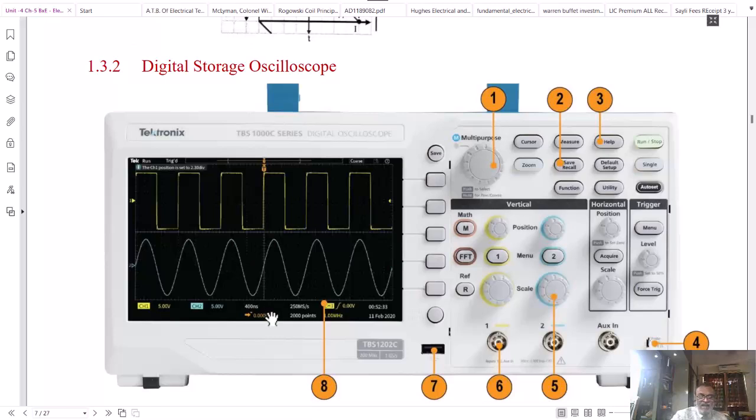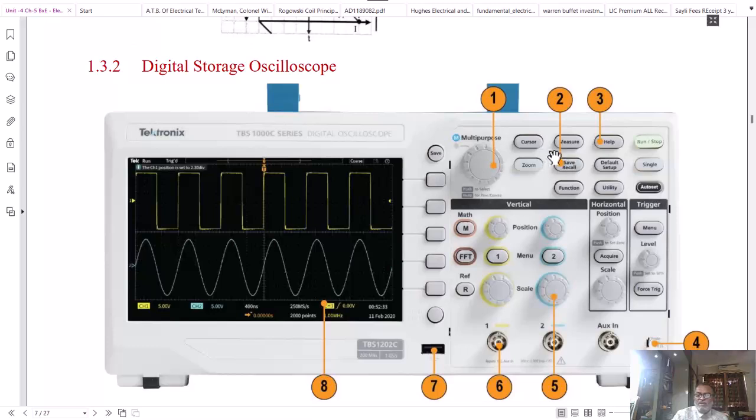Direct metering can be done by doing the measurement by the internal circuitry and displayed here directly, the channel 1 and channel 2 voltages. Here, in addition to that, in a storage oscilloscope, there is a facility to store the waveform. This button, save and recall, is used for that purpose.